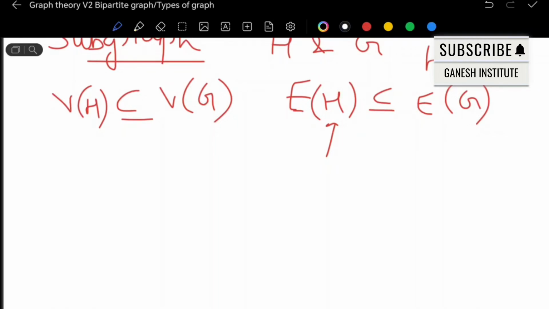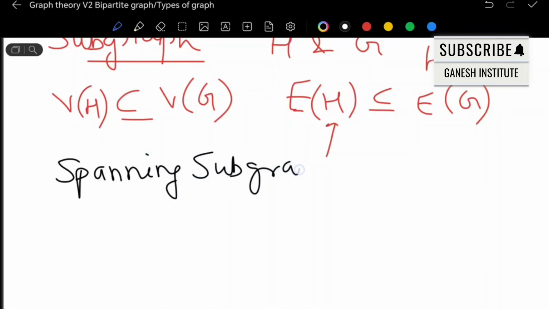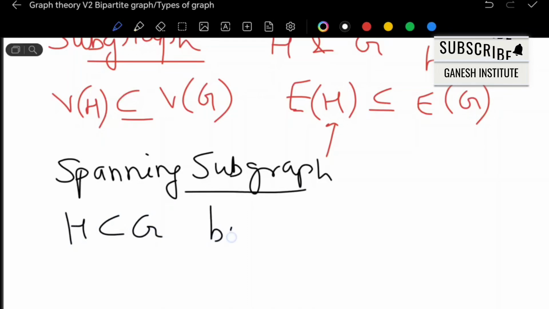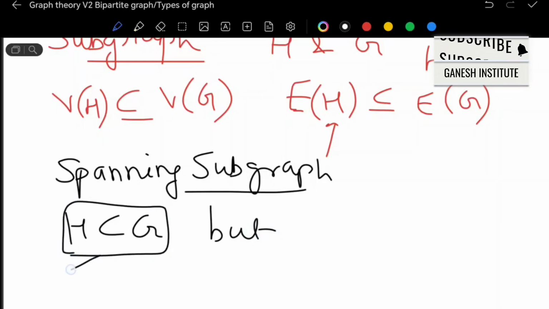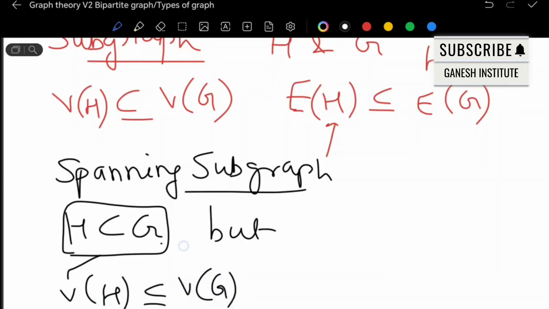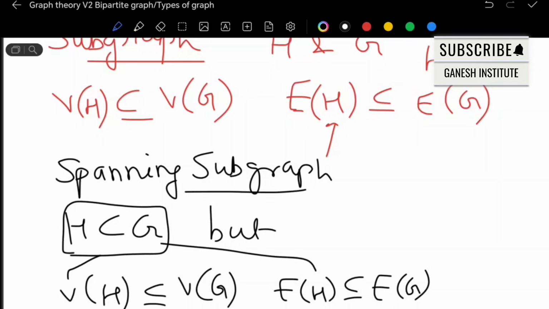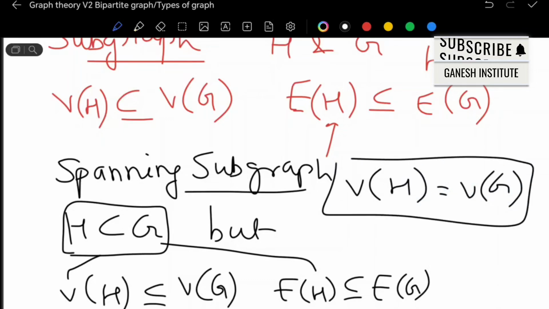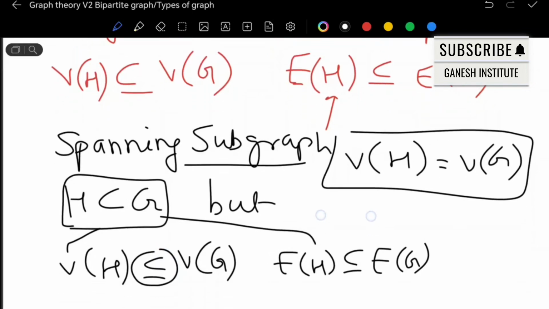Then comes spanning subgraph. What is it? Here we already have H as a subgraph of G, but if I'm having this condition, H is a subgraph, that means it is understood that the vertices of H are a subset of the vertex set of G, and the edges of H are a subset of the edges of G. But the only extra condition which makes it different from a subgraph is that the vertices are exactly equal. They have to be equal. Then only we can say that it is a spanning subgraph. Not only the subset, but the equality should be there. Okay.